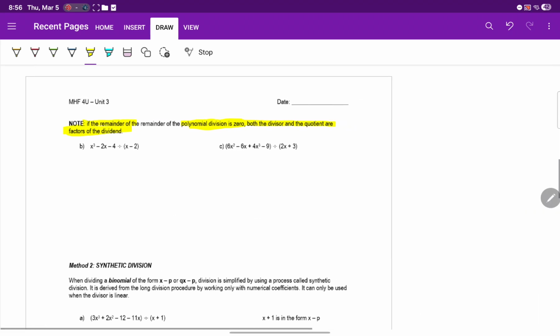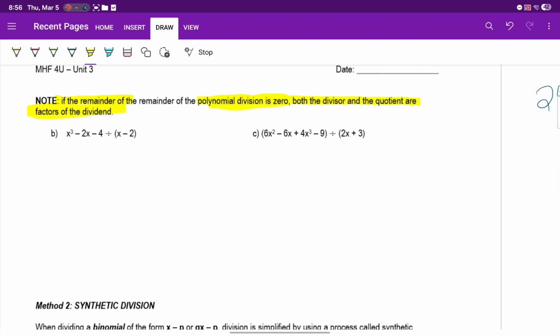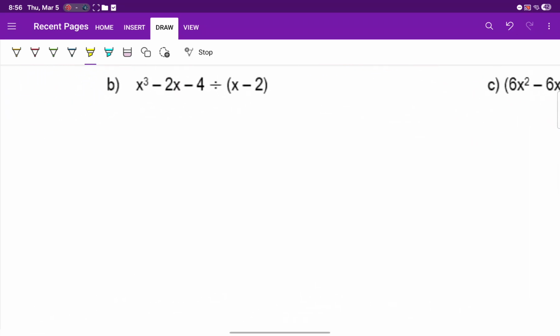So basically all that says, and you can think of this in terms of numbers, if I do 24 divided by 2, I get 12. I don't get any remainder. That tells me that 2 and 12 are factors of 24. So that's the same thing here. If I get no remainder, it tells me that the 2 things are factors of the bigger thing. So let's do 2 more examples here.